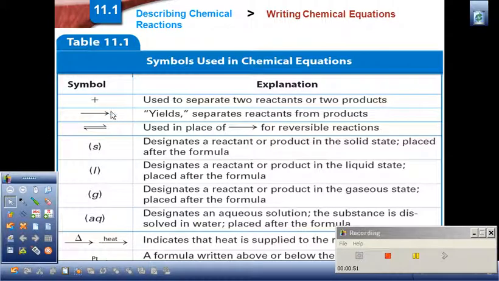Now you have this chart in your book, so you don't need to write it down, but just some highlights. Again, plus to separate. Arrow shows you which direction the reaction goes. Generally left to right. Sometimes it goes backwards. It can go in both directions. That's for later chapters. And then our states of matter, you got solid, liquid, gas. And then this is aqueous, meaning something's dissolved in water. Okay, these other two things I don't want to deal with right now. We'll come back to those.